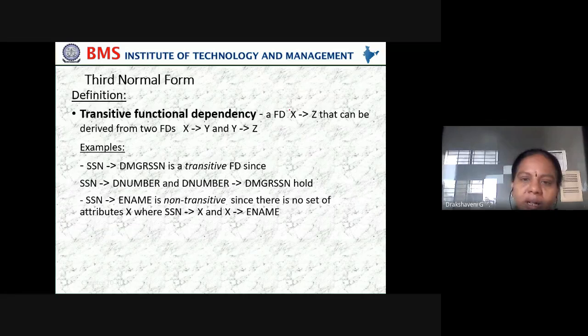So how do we say? We know that FD stands for functional dependency. If X is functionally dependent on Z, then we can derive two functional dependencies.